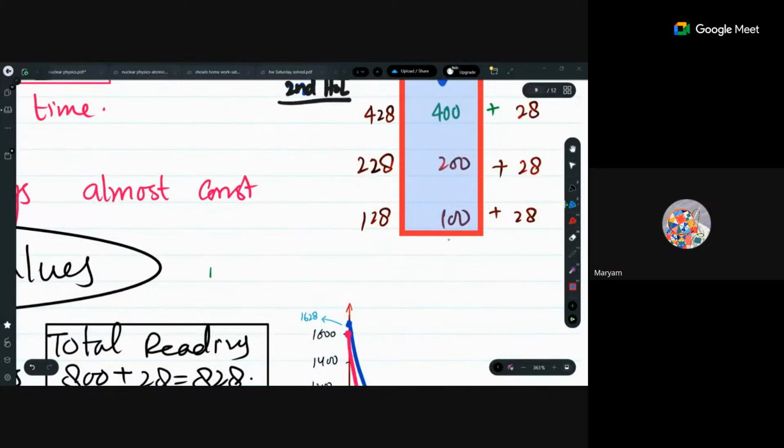So what if it reduces more? Wait. Now it reduced to 50.